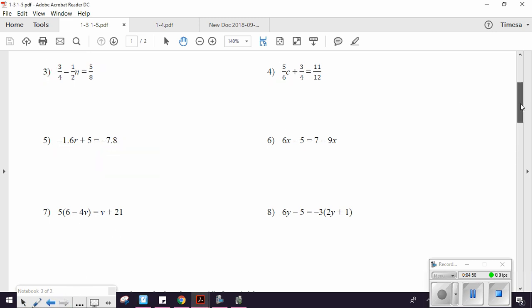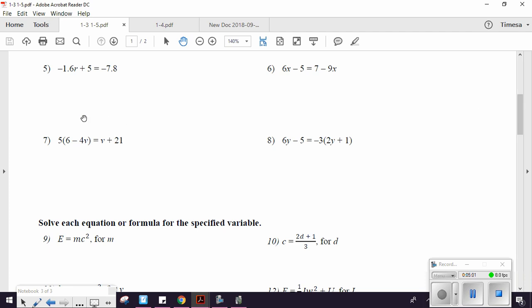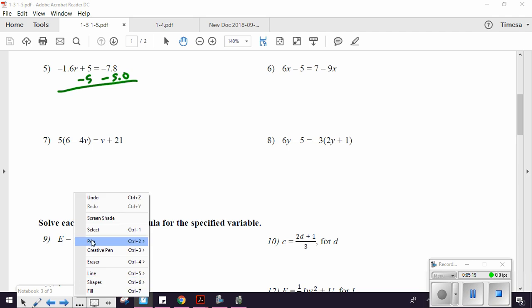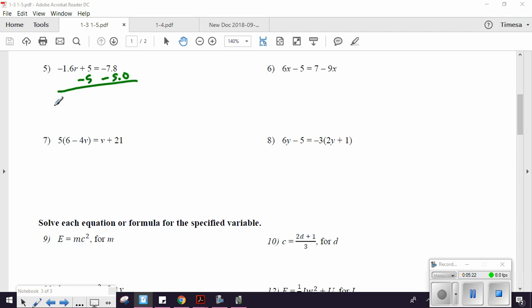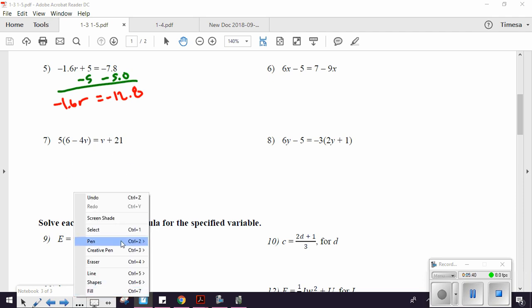On number 5, the first thing I would do is subtract 5 on both sides. Since you're dealing with a decimal, it's technically 5.0. So I would bring down my negative 1.6r, bring down my equals. So we have negative 7.8 minus 5.0 would give me a negative 12.8. Now I would divide both sides by negative 1.6.